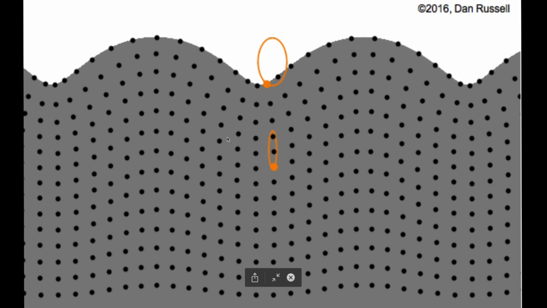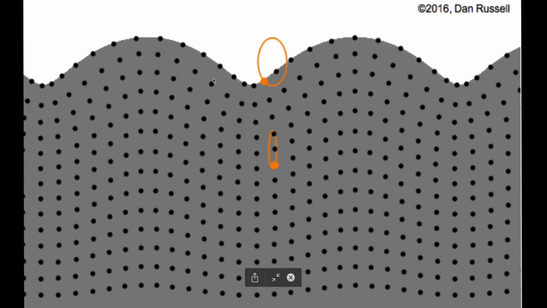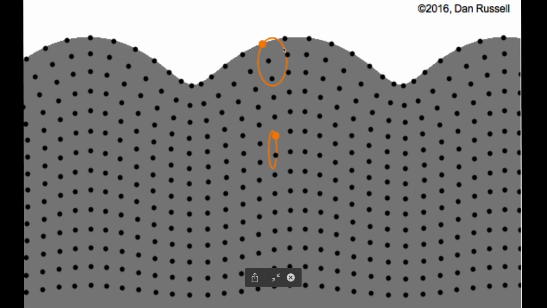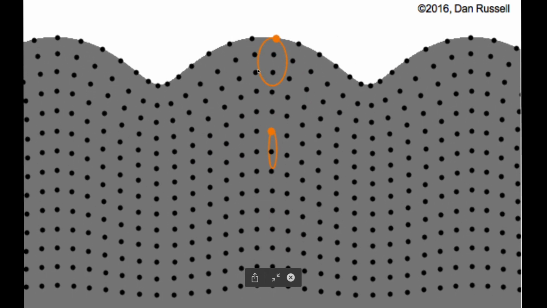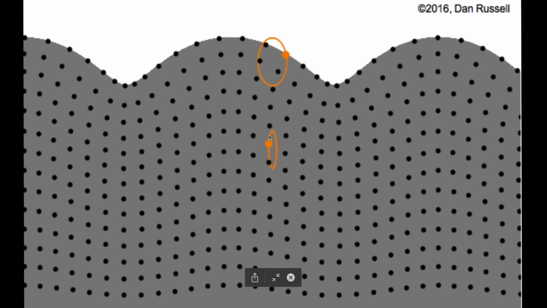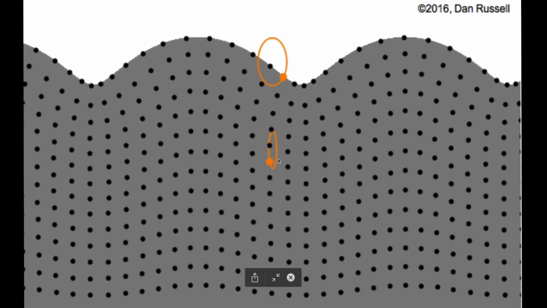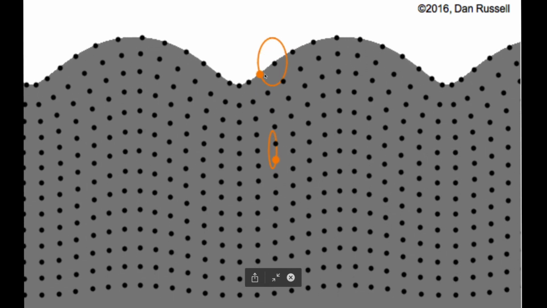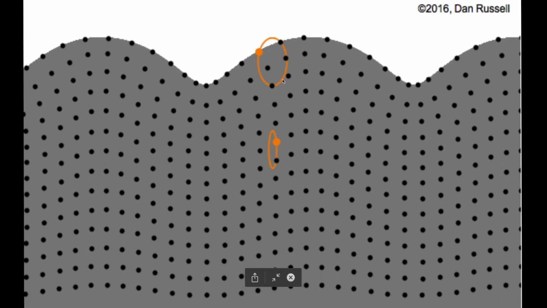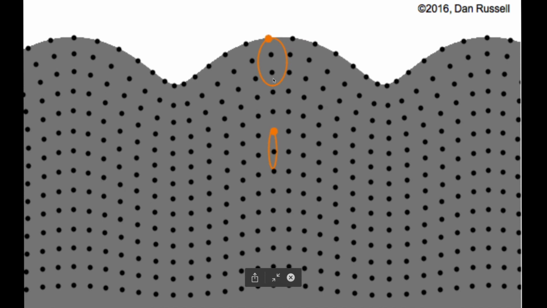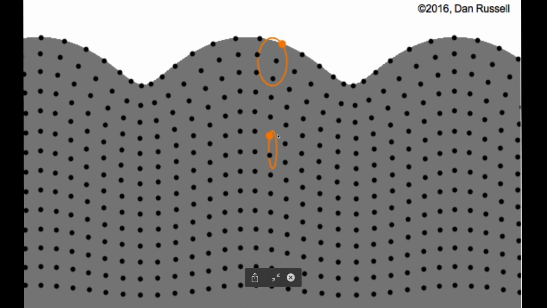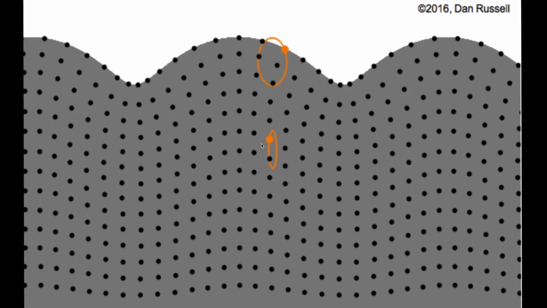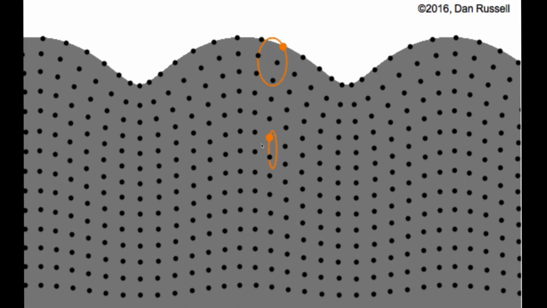So the closer to the surface a particle of water is, the larger the movement. As you can see, the ellipse at the top is much larger than the ellipse at the bottom. Incidentally, although the particle at the top is going in an anti-clockwise motion, the particle at the bottom is following a clockwise motion around its ellipse, around its movement.